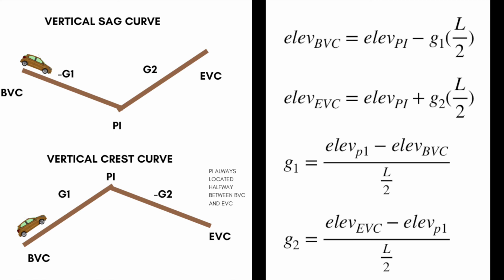And these equations both work out given the signs, because basically the elevation of the BVC is higher in the sag curve, and the elevation of the BVC is lower in the vertical crest curve. So those signs will work each other out. And basically, when we go to look at G1, because G1 says elevation of the PI minus elevation of the BVC over L over 2, and that'll give us the correct sign for both G1 and G2.